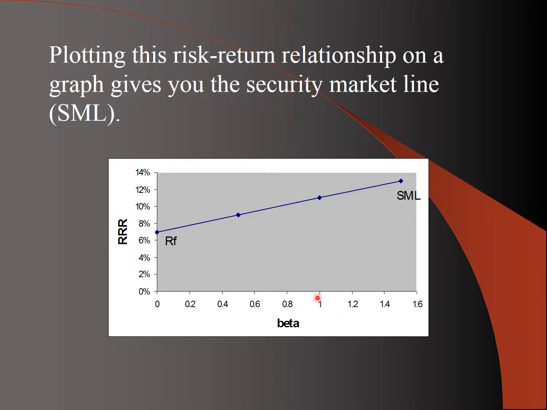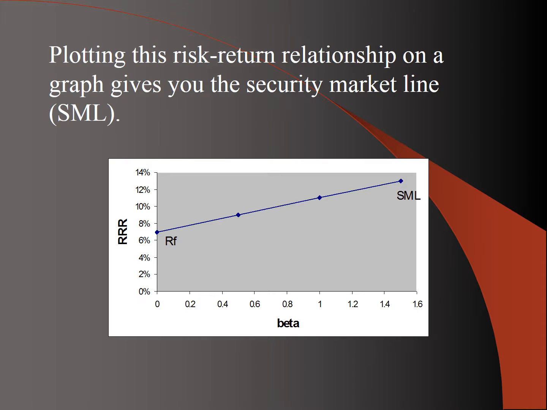Our fourth point is, what if we have a beta of 0? What's our return? Well, a beta of 0 would mean no risk, or a risk-free security, such as a treasury bond, and we said the risk-free rate was 7%. So that's plotted here. When you connect the dots, you get what's called the security market line. Again, the security market line is simply a graphical depiction of the capital asset pricing model. Now there are a couple of things that can change the security market line, and we'll talk about that.